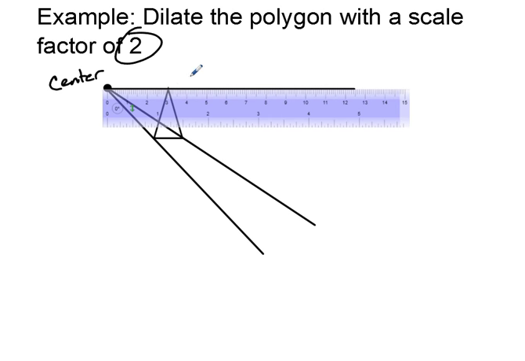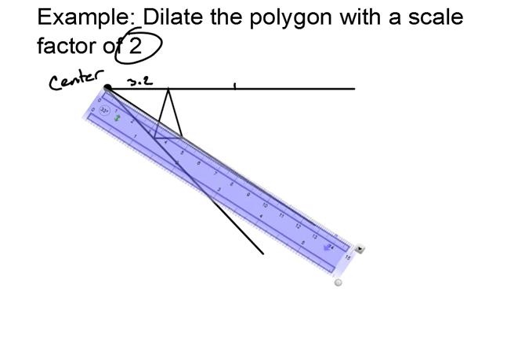So from 0 to 3.2. So I'm going to double that. So this was 3.2. 3.2 times 2 is 6.4. So 6.4 is about right here.